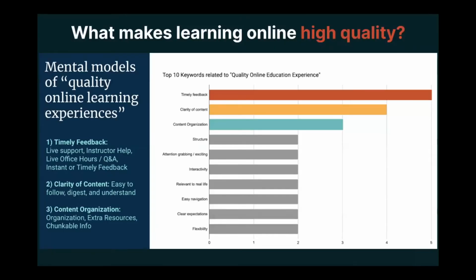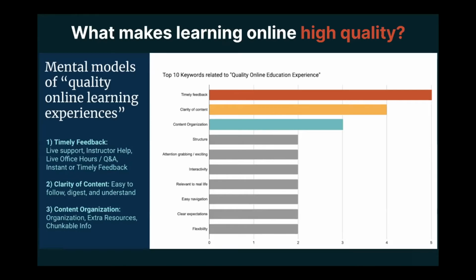So what we ended up gleaning, we wanted to discover a bunch about those mental models. When people think about quality online learning experiences, what are they thinking about? How does it manifest? And the top 3 categories that came up in the interviews were timely feedback, clarity of content, and then content organization. So under timely feedback, we're talking about the interaction with the instructor or the TAs.